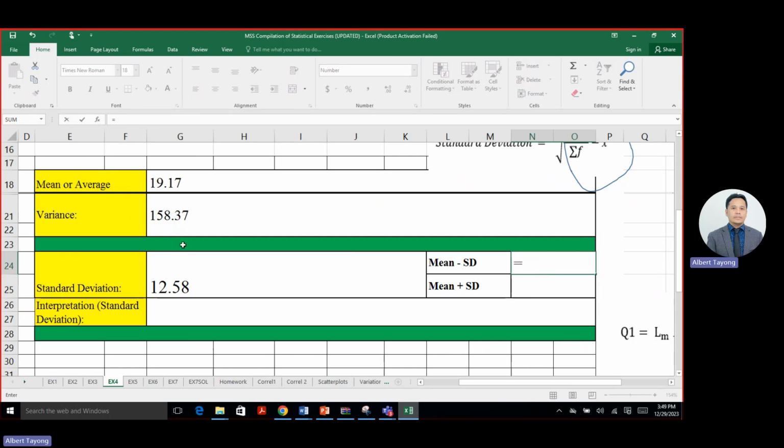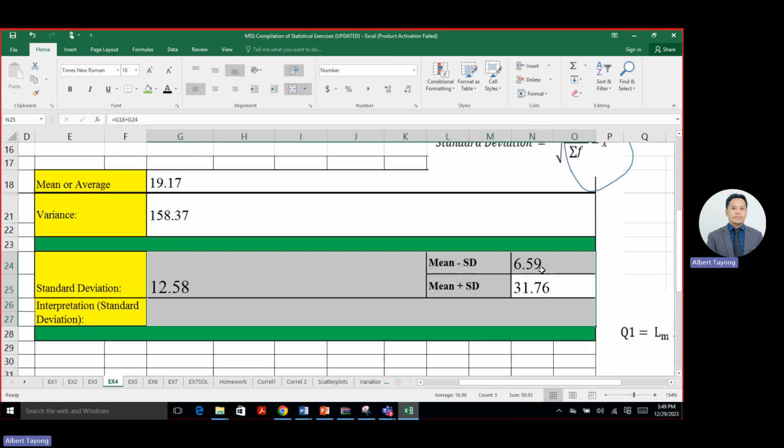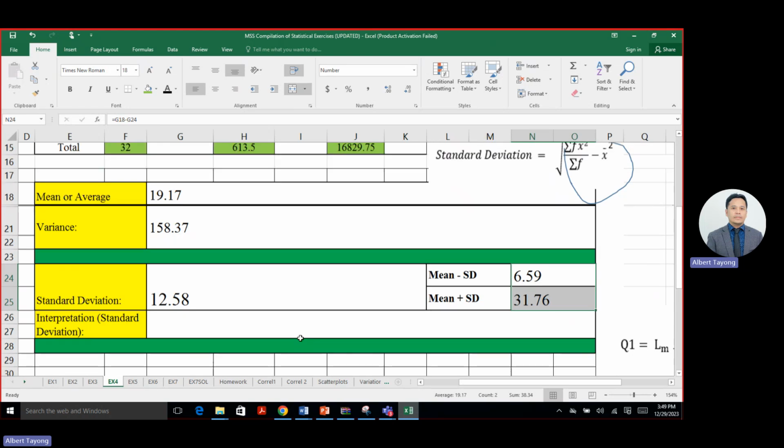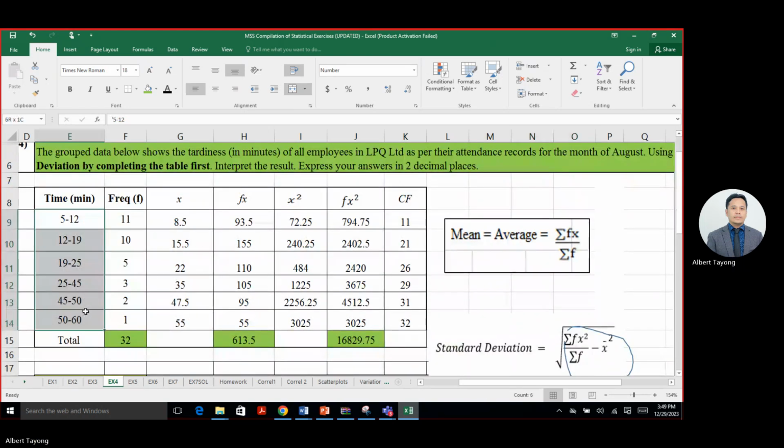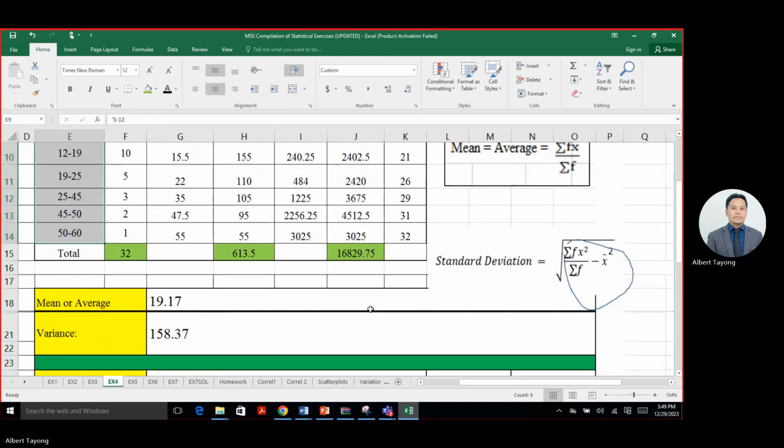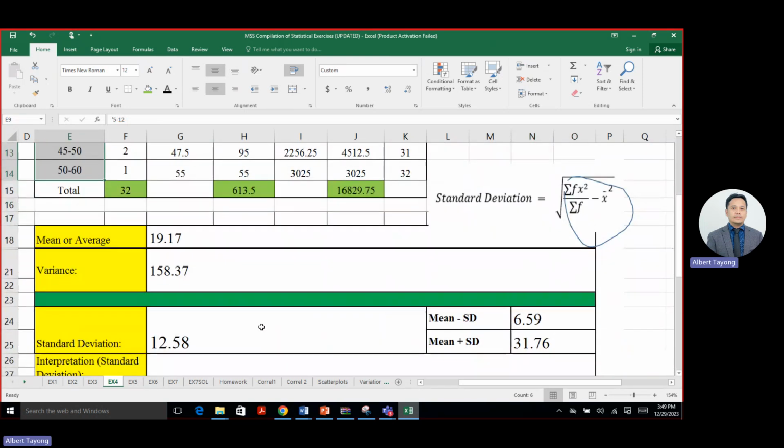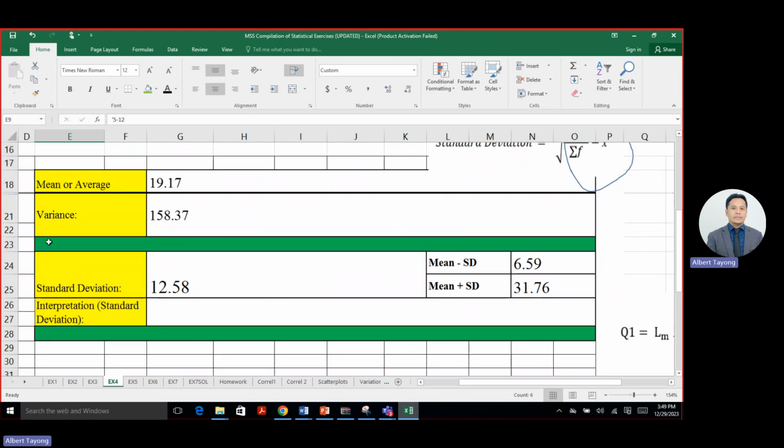This is equal to the mean minus standard deviation, and the second one equals the mean plus standard deviation. Now, what's the purpose of this mean minus SD and mean plus SD? The purpose is that we are assuming that this group data is normally distributed. I have explained this in the class before.